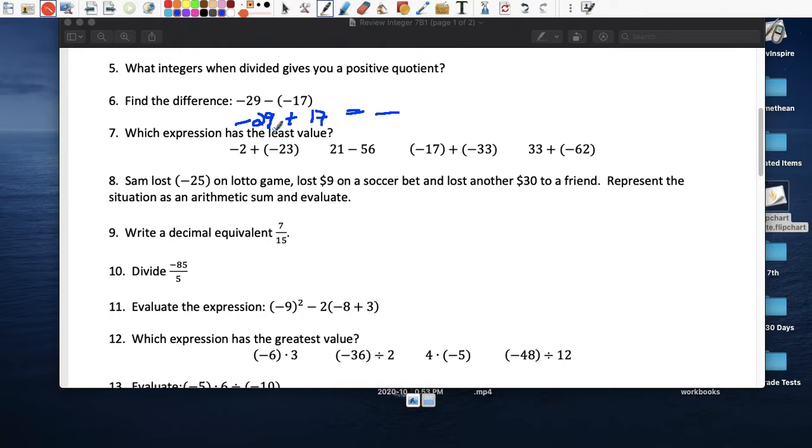Negative 29 is negative, so the answer is going to be negative, right? Because it's that bigger absolute value here. And then we subtract the numbers, and we get 12. So the answer is negative 12.